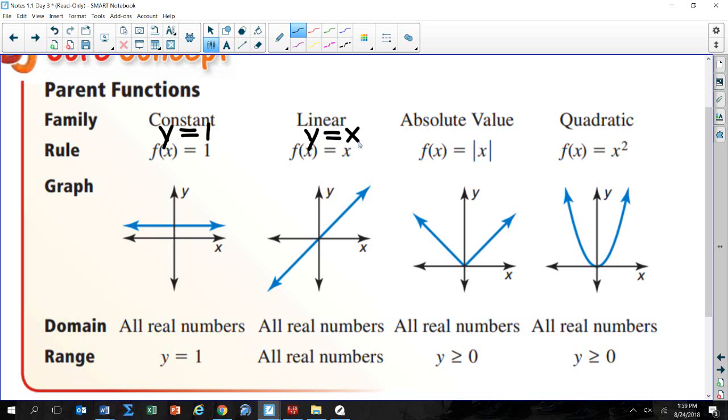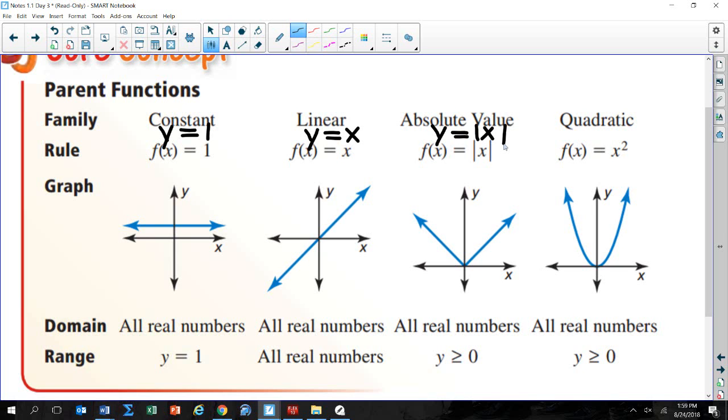The absolute value parent function is the one that we've been working a lot with. Okay, that's where we were doing all the transformations. Absolute value is your v-shaped function. I want you to locate which one looks like a v and write in y equals absolute value of x. Okay, so the one that's the v is y equals absolute value of x.